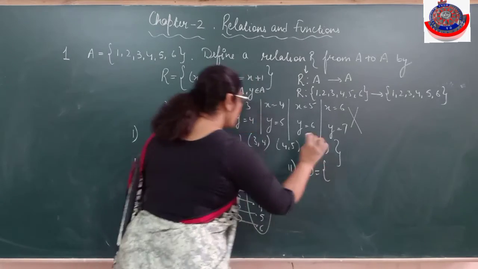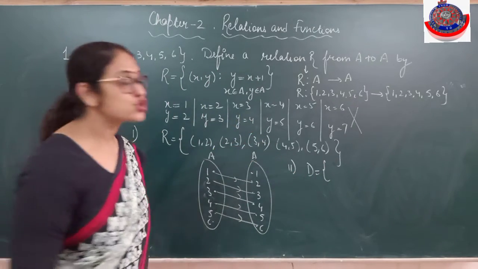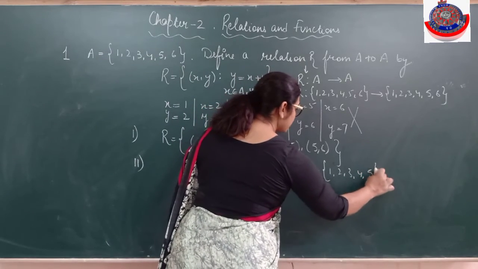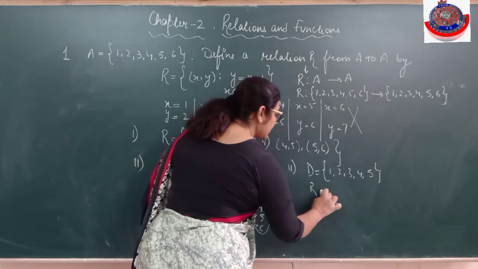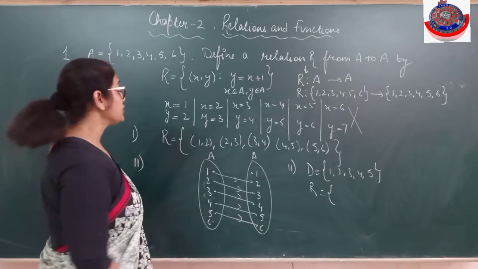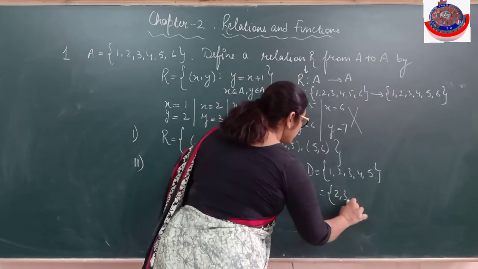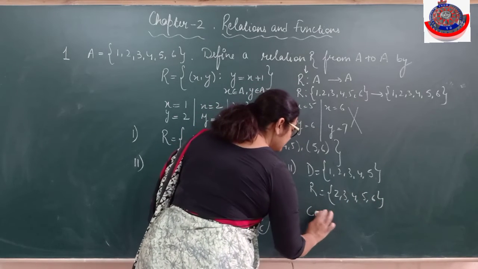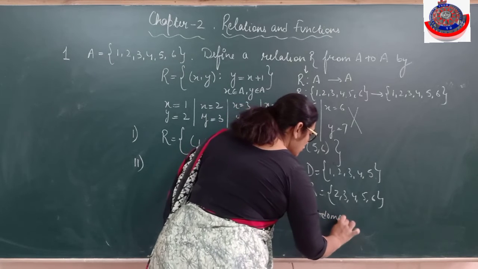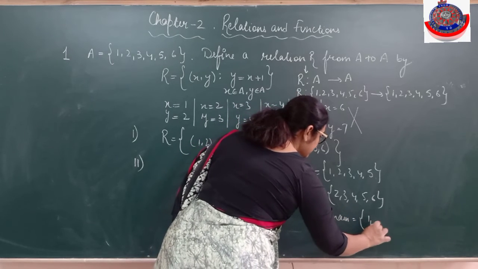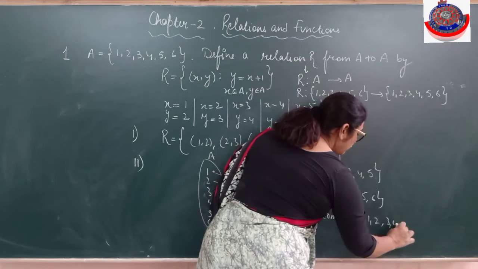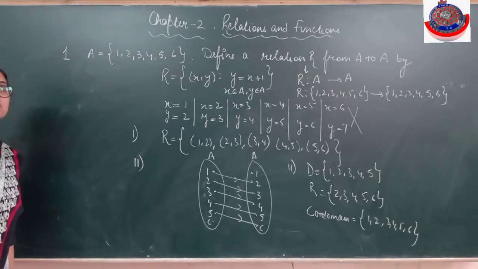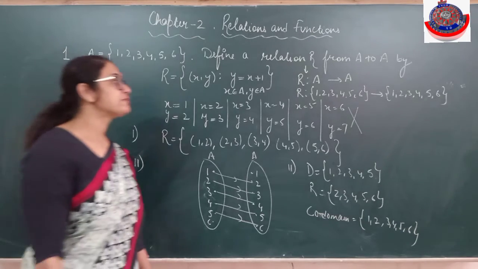Third part, they're asking me to write the domain. What is domain? Domain is the first element of each order pair. That is 1, 2, 3, 4, 5. They're asking me range. Range is the second element of each order pair. That is 2, 3, 4, 5, 6. They're asking me codomain. Codomain is the second set itself. That is 1, 2, 3, 4, 5, 6. I hope it's clear to everyone. Very, very easy concept. Is it clear?